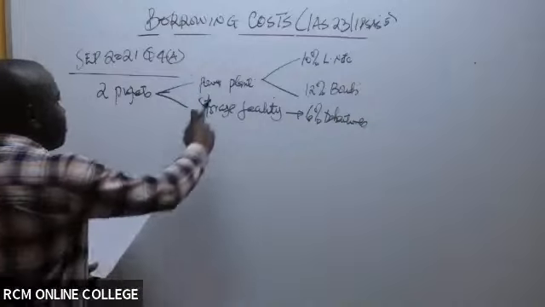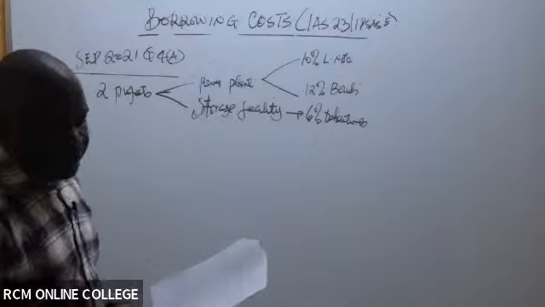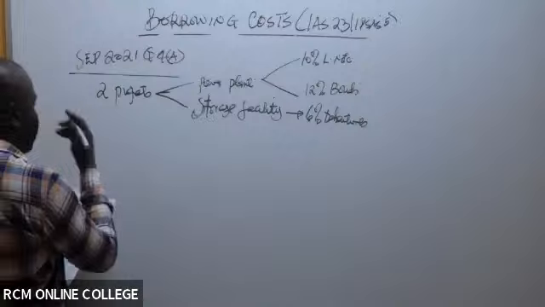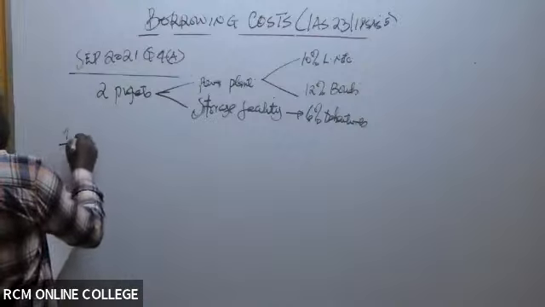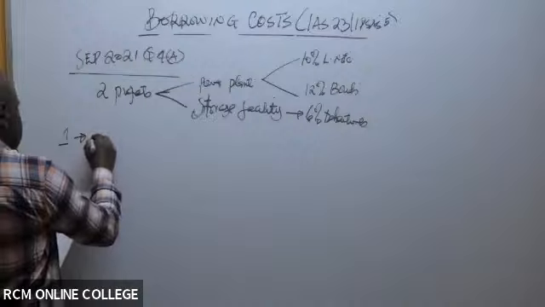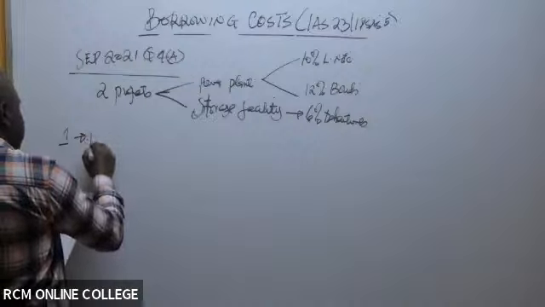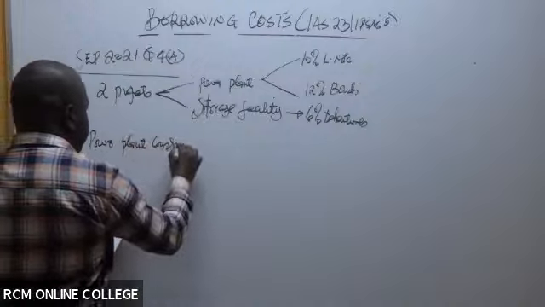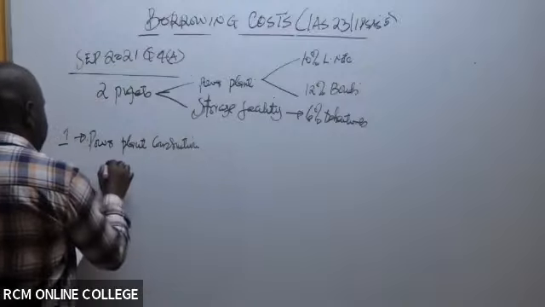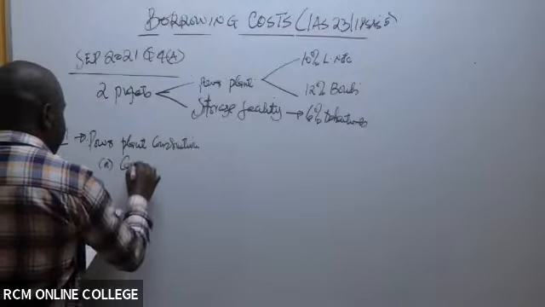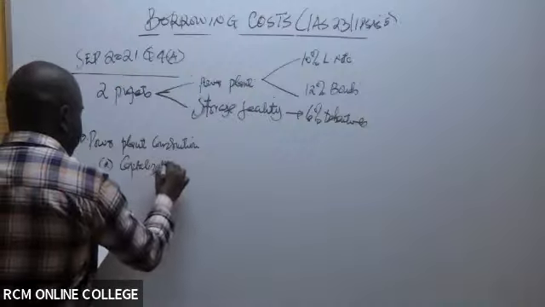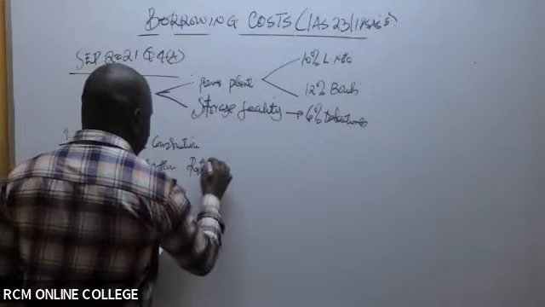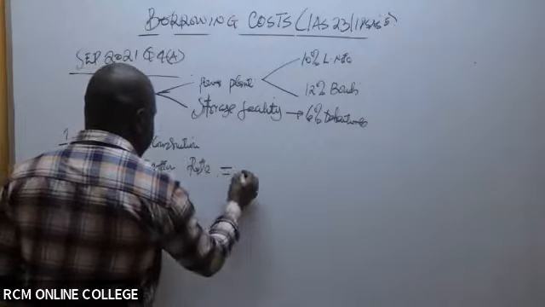So therefore, for this particular one, we have to come up with what we call the capitalization rate. So for financing the construction of the power plant, we first of all have to come up with the capitalization rate.